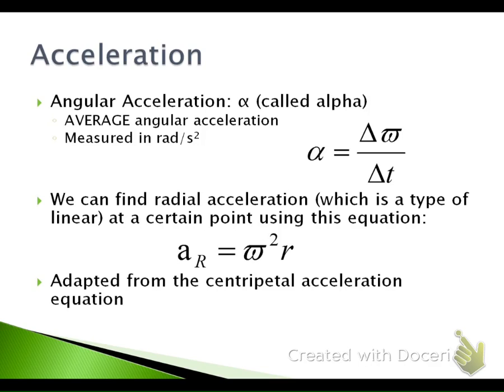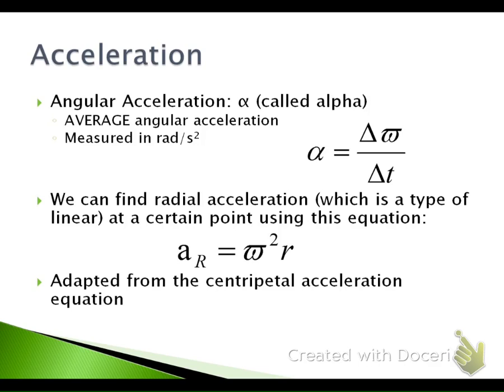I do want you to look at the picture on page 212 so I can point out what type of acceleration we're looking at. This acceleration right here, A sub r, will be measured in meters per second squared. This is not an angular acceleration. This is a type of linear acceleration. So go ahead and get your book out after you get this written down, and I'll point out what we're talking about here.